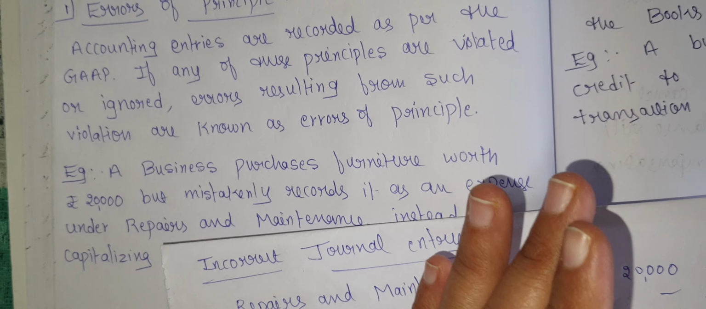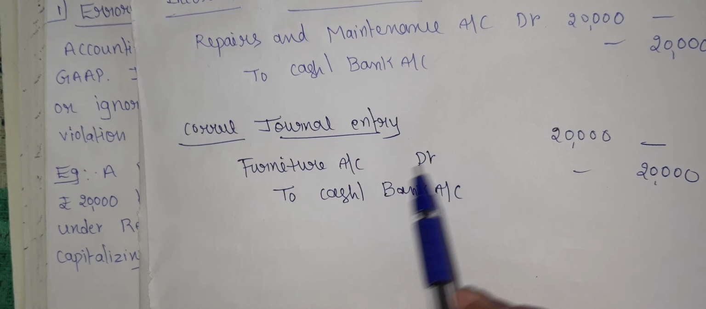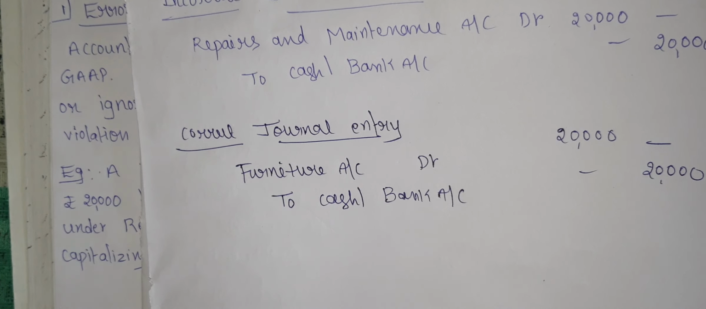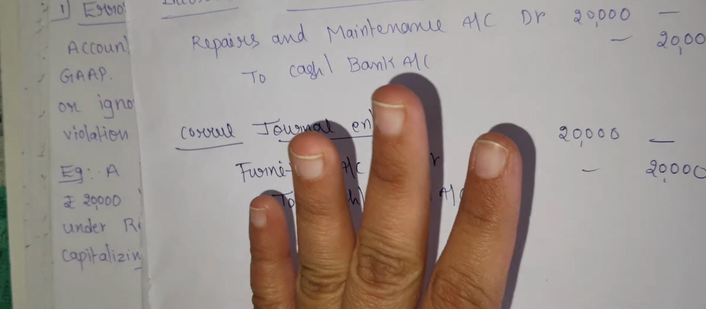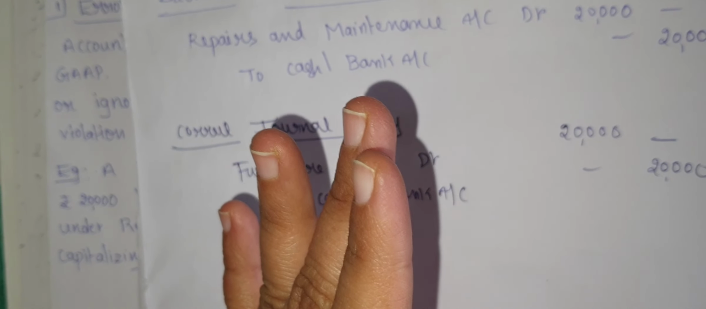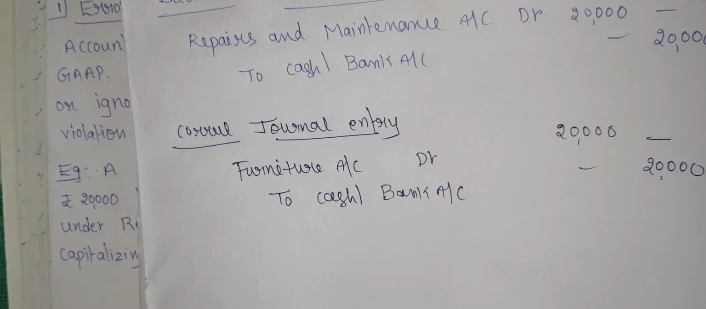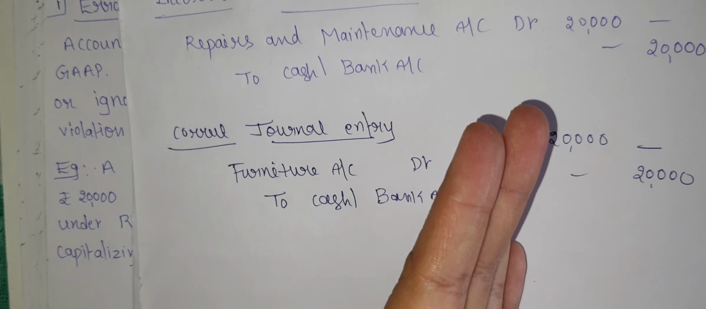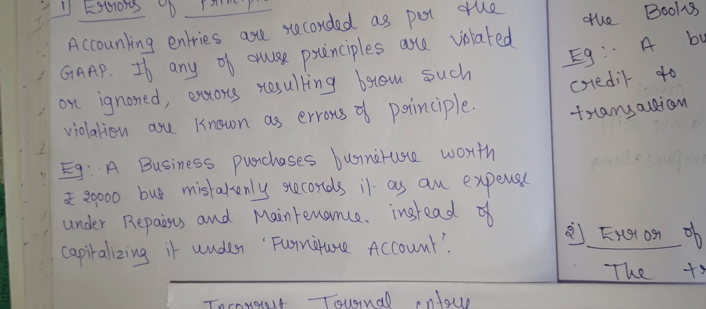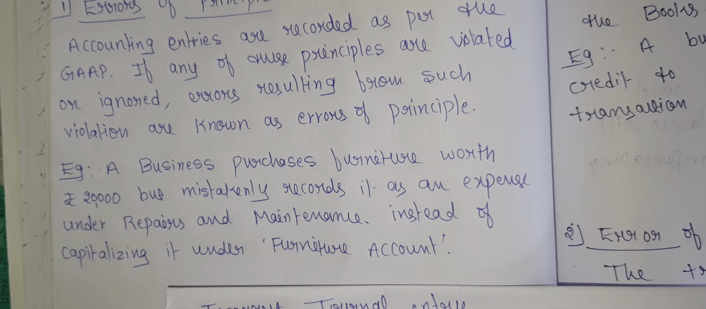Then what is the correct entry? The correct entry is furniture account debit to cash or bank account. This is the correct journal entry. The correct entry ensures that the furniture is treated as an asset as per the accounting principle, which will be depreciated over time rather than expensed immediately. But here they mistakenly record it as an expense under repairs and maintenance. This is called errors of principle.